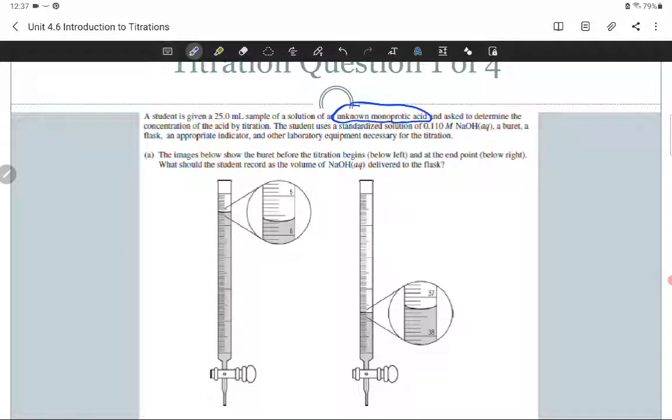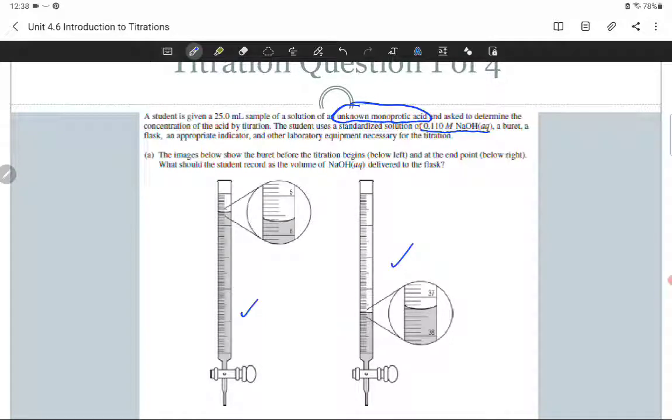The student uses a standardized solution. So I don't know what they attempted to make initially, but after it was standardized, it was believed to be 0.110 molar. They have a burette, and of course here is the before and after that we're going to use, an appropriate indicator that's going to change colors so we can figure out the endpoint, which hopefully is very close to the equivalence point, and then any other laboratory equipment necessary.